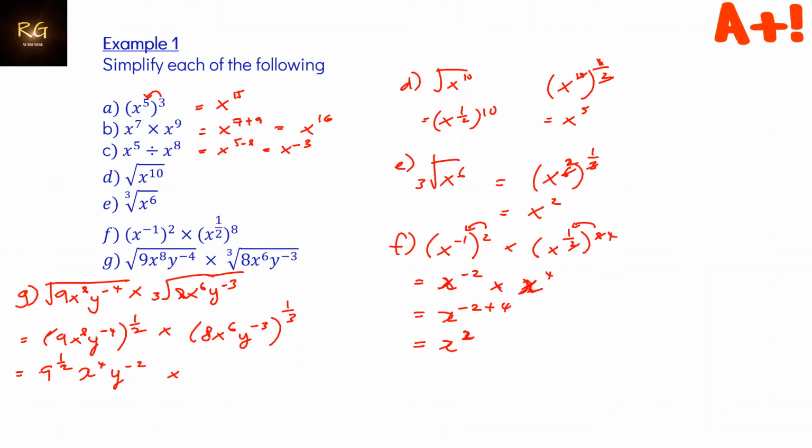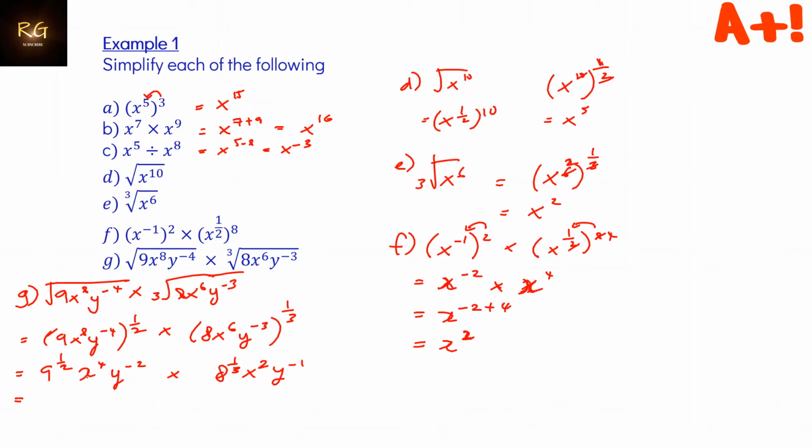So multiply with 8 to the power of 1 over 3, right? And then for x, 6 times 1 over 3 will become 2. Yes, 2 times 1 over 3, correct. And then for y, negative 3 times 1 over 3 will become negative 1. It's not that hard. It's very, very simple actually. So I think we can solve it, actually everything is being multiplied to each other.